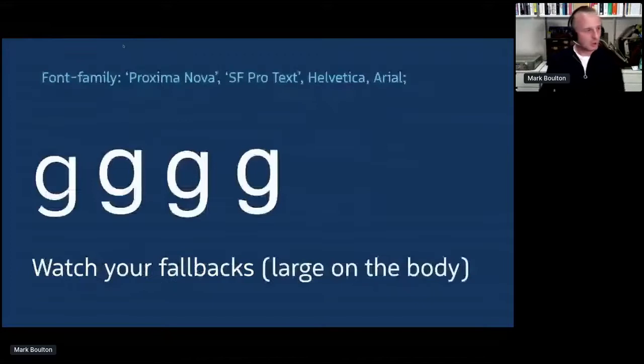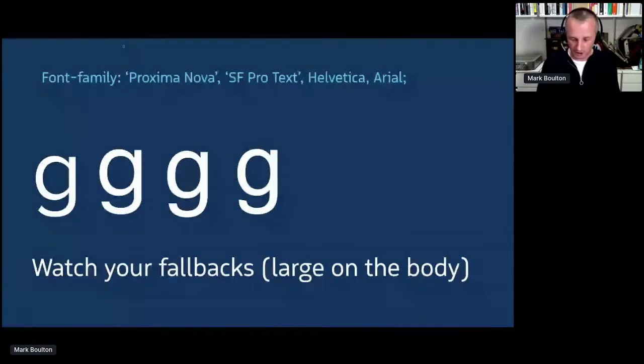The last one that I want to touch on is this fallback issue. Here we have four fonts: Proxima Nova, San Francisco, Helvetica, and Arial. That's a pretty believable fallback stack, right? But just look at the difference below of their positions, large on the body. So, the differences in the font metrics.